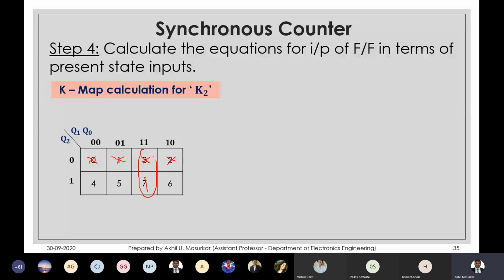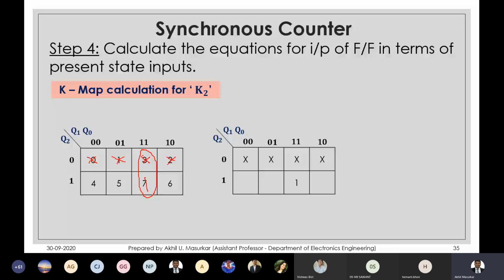So again you will get a pair in the same position. So what is K2? K2 is again the same. It is Q1 and Q0. K2 is same as J2.